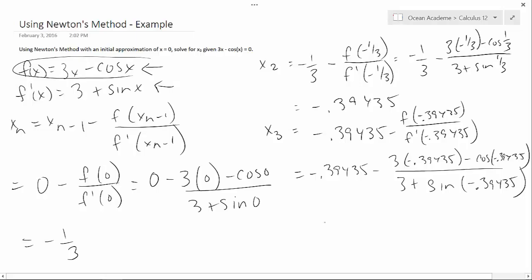Plugging this into our calculator, we get a value of negative 0.4109.